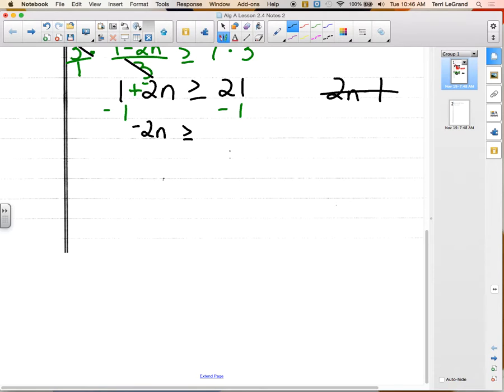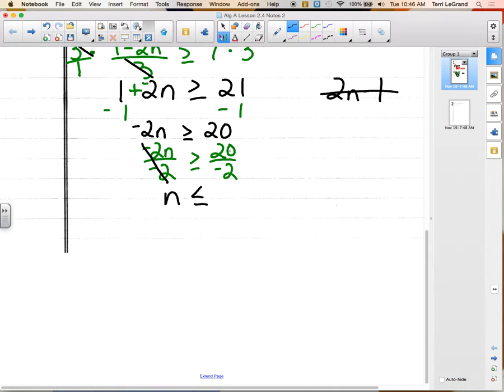And then what is 21 take away 1? 20, okay. So now what are we going to do? Jazzy? Divide both sides by negative 2. So negative 2n will get divided by negative 2. 20 will get divided by negative 2. And, Jesse? You switch the symbol around because we divide by negative. Yeah, we can cancel these negative 2's, and the symbol has to switch because we divided by negative.